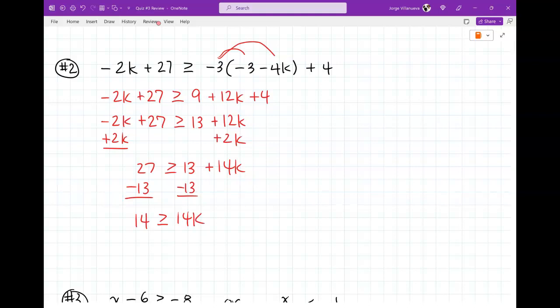And then I'm going to divide, right? That's my last step. Again, I'm dividing by a positive number, so I don't have to switch anything. So that gives me a 1 greater than or equal to k. I didn't know I was going to get the same answer as the one before. Well, not the same, but at least the same number, a 1. I didn't expect that, but there you go.